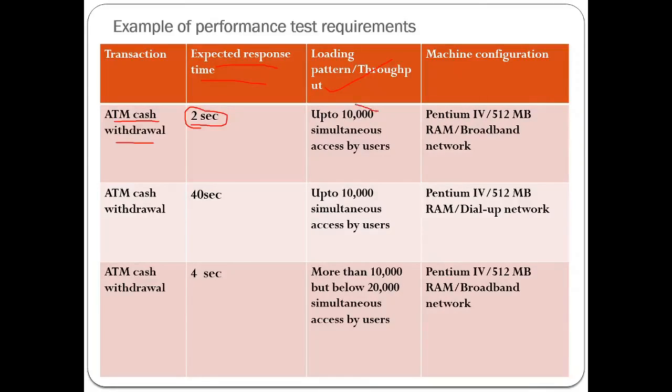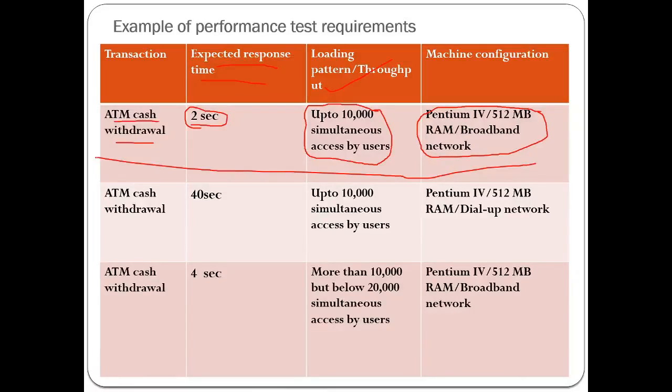So within 2 seconds, up to 10,000 simultaneous access by users. So you are testing this performance. This is the loading pattern. And how should the machine configuration be for this loading pattern? It is Pentium 4 and RAM and broadband network. So based on this configuration, this test you are going to conduct.